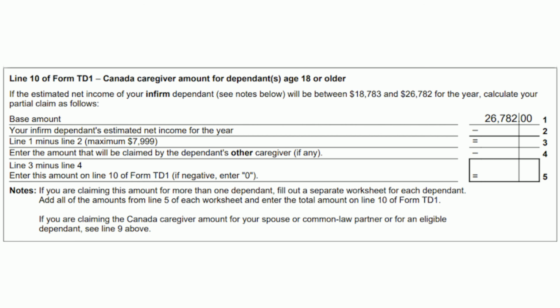Step 1, take the base amount of $26,782. This is given in the form. Step 2, subtract your infirm dependent's estimated net income for the year. Step 3, enter the difference in line 3 up to a maximum of $7,999. Step 4, subtract any amount that will be claimed by another caregiver if applicable. Step 5, enter this amount on line 10 in the TD1 form unless it's negative. If it's negative, enter 0 or, as always, leave it blank.